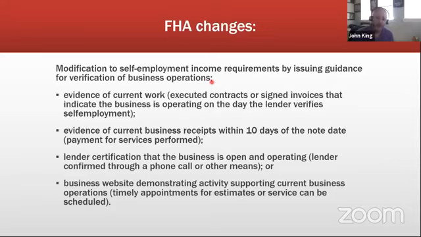out with their rule. FHA is saying that for self-employed people, we must have evidence of current work. So executed contracts, signed invoices, something that indicates the business is operating on the day the lender verifies self-employment. Now, does that mean I have to have a contract signed the day that I'm verifying it? I don't know. The way their wording says, they have to indicate they're operating on the day, this is straight from their handbook, on the day the lender verifies self-employment.